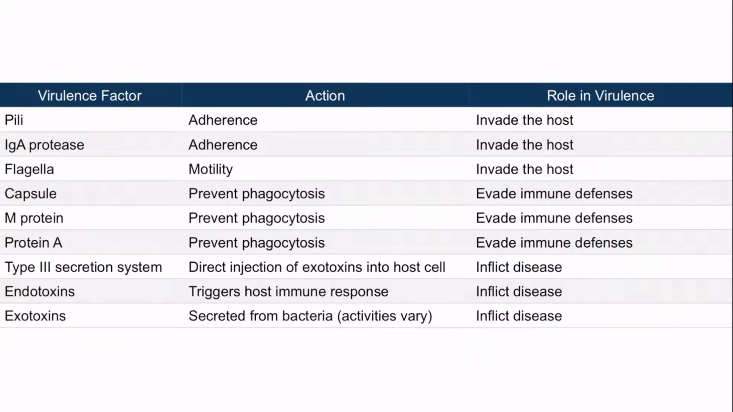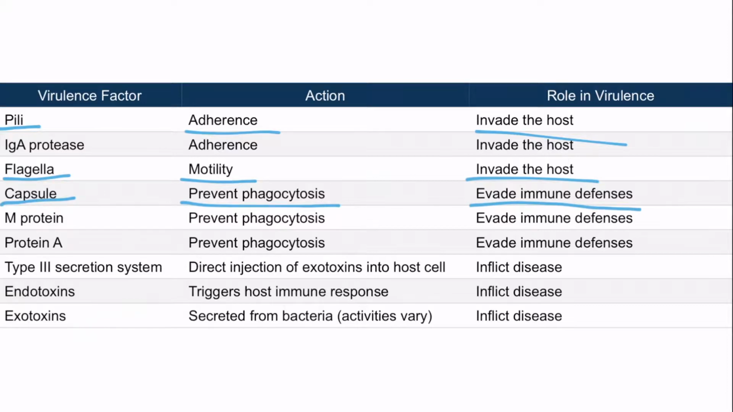Many of these items have been discussed in detail in the previous video on bacterial structures, for example, pili. In terms of virulence, these pili allow the organism to bind to host surfaces and invade the host. Flagella allow the organism to move around and ultimately allow it to invade the host. And the capsule prevents phagocytosis, which allows the organism to evade immune defenses.